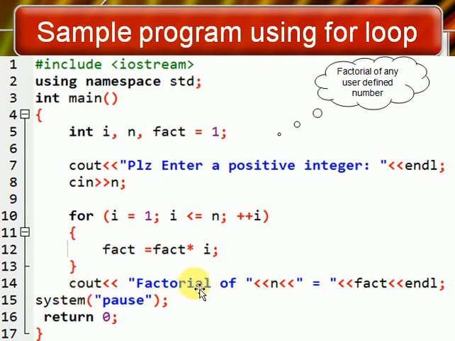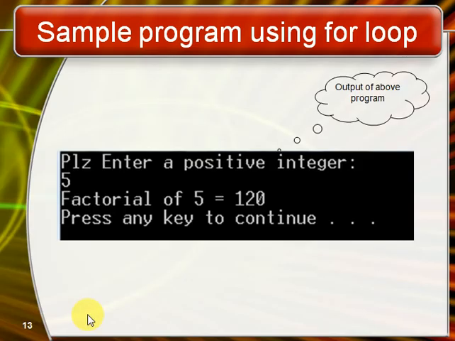It's a user defined text message containing some text, and it will display the value of user defined number n and the value of factorial, that is fact. And these are program terminating statements. The output of this program is a simple string value, a user defined value.